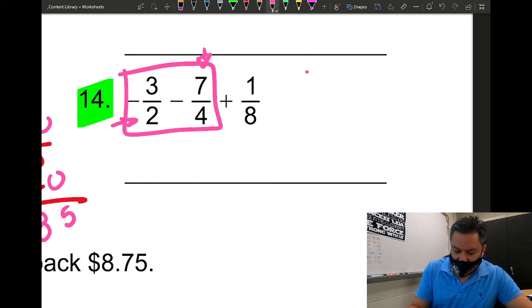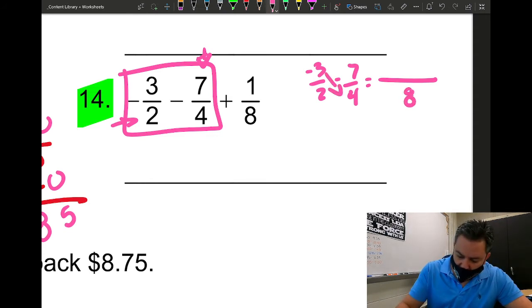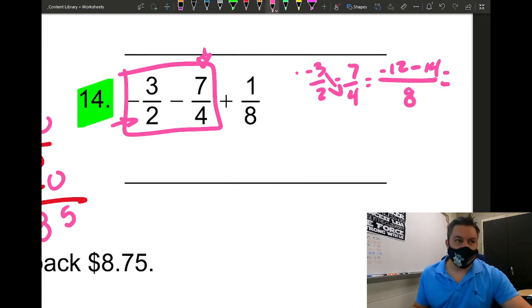So I'm going to take this on the side, and I'm going to go like this. First off, multiply the bottom. That's going to be what? 8. Multiply these two. 3 times 4 is 12. However, is what? Negative. Then minus 2 times 7 is 14. Right? So now you can add. 12 and 14 is 26.